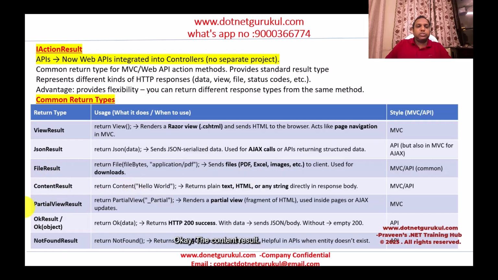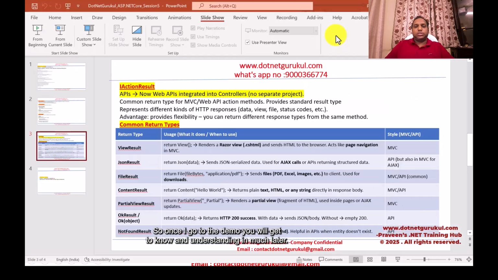Okay, the ContentResult is for when I want to return plain HTML or plain text. Then there are ContentResult and partial views, and Ok and NotFound, which are in the MVC API style. So remember these different return types in the IActionResult classes. Please remember that both MVC style and API style are supported. Once I go to the demo, you'll understand in much more detail.